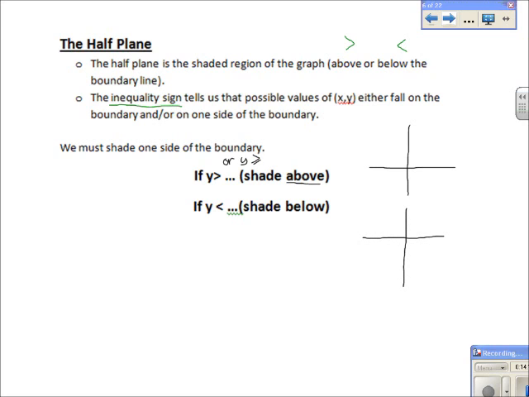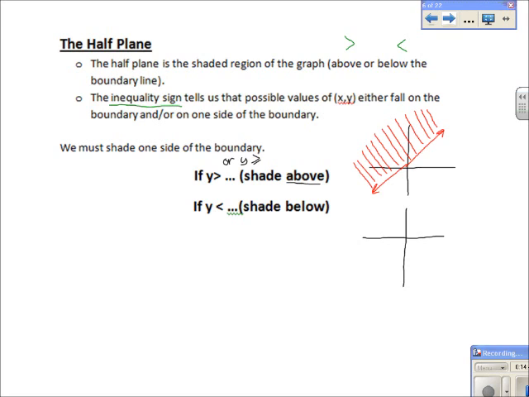I'm going to simply sketch in two boundary lines here. Imagine that we had a linear inequality and we graphed the boundary line like this. If I see that it is greater than or equal to, I'm going to shade above. So that will look like this. This above that line is one of the half planes.